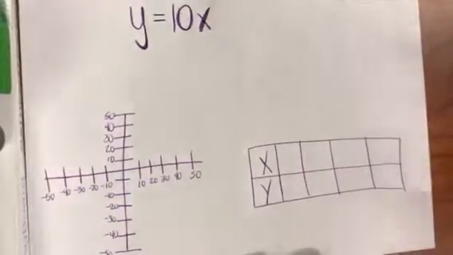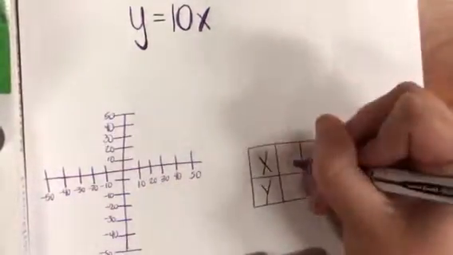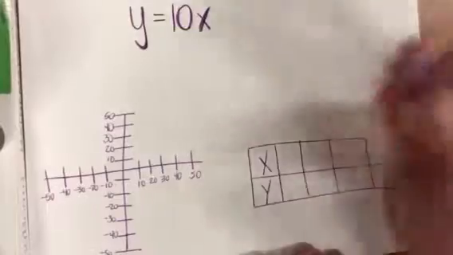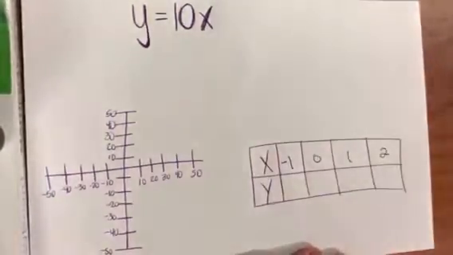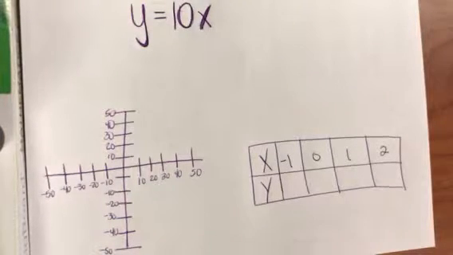It doesn't even matter, does it? Doesn't matter. So let's just start with my favorite numbers to put into a table: -1, 0, 1, and 2. For quizzing purposes, does it matter which one I do first?